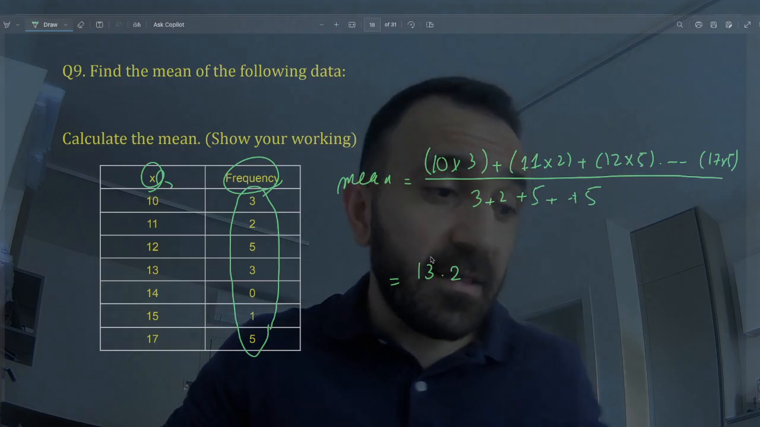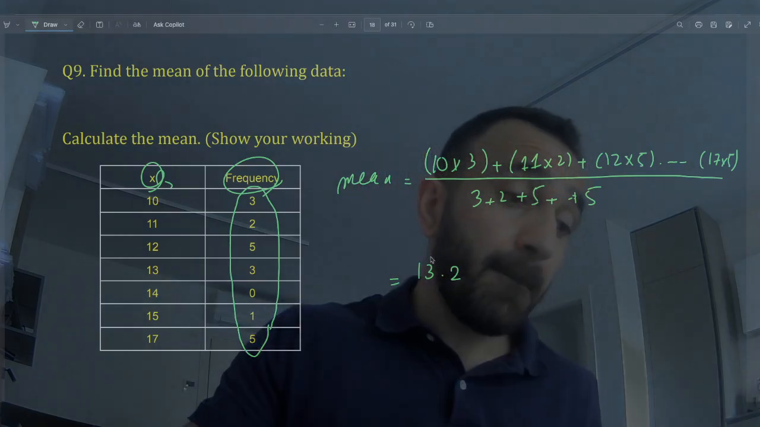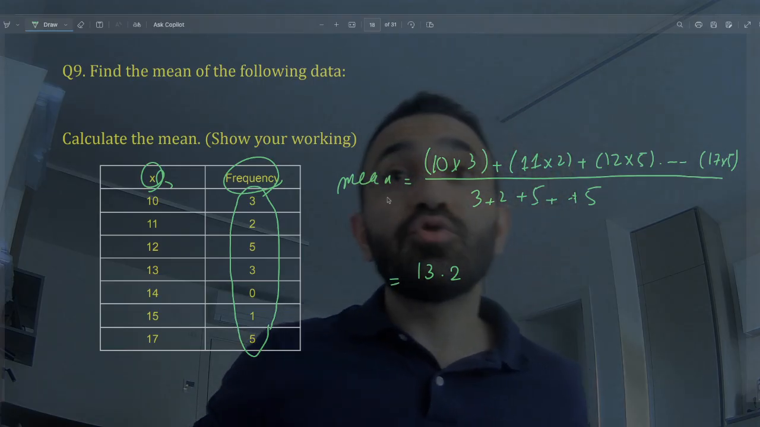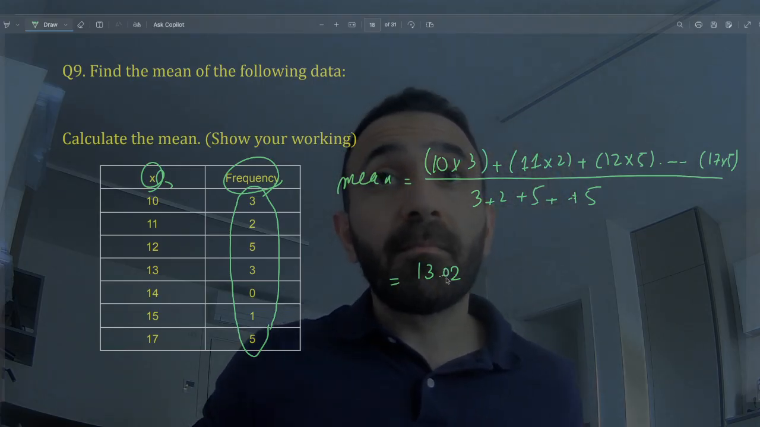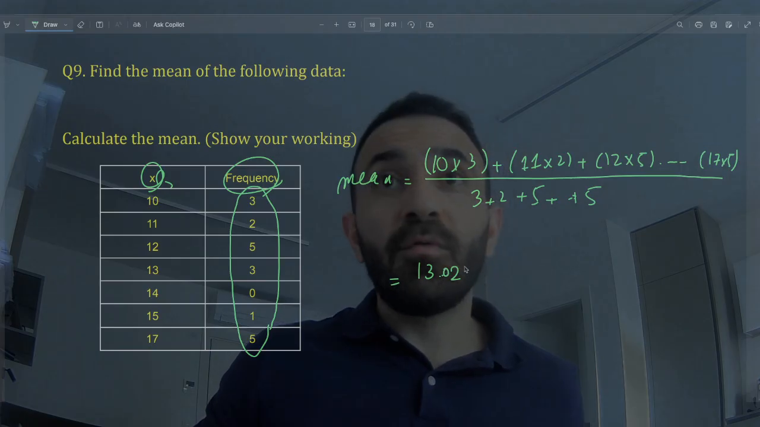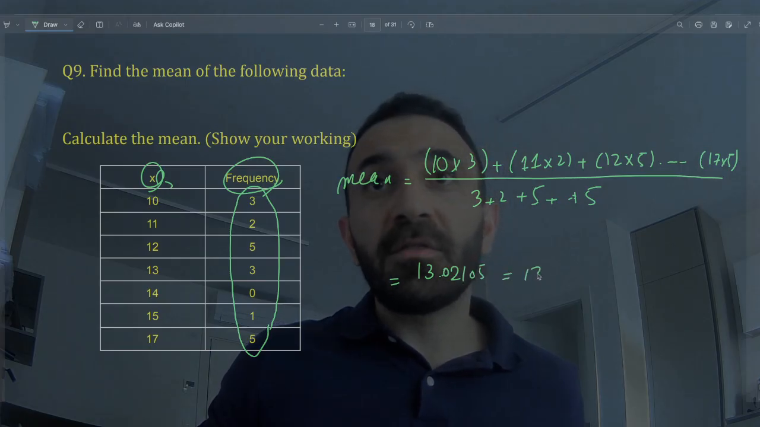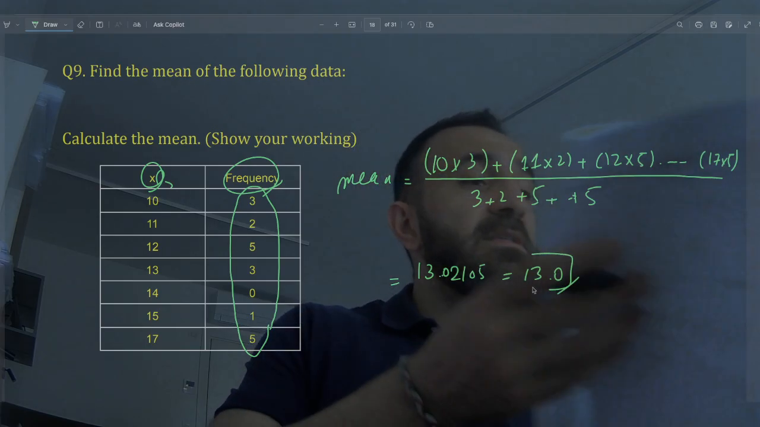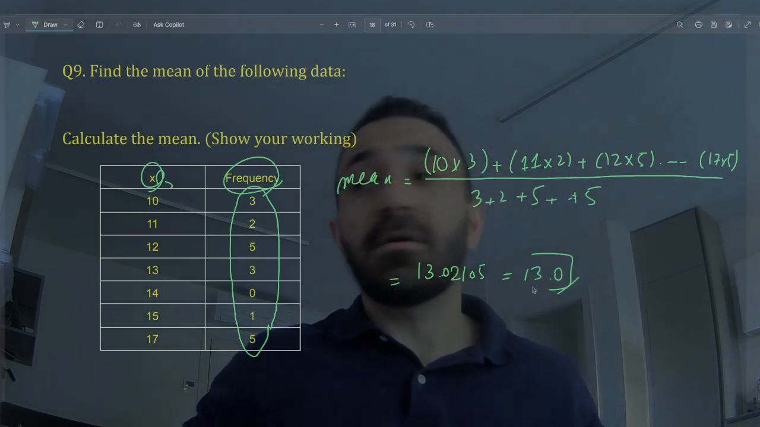It's 13.02. Okay, 13.02105, or 13. If you want to round it to 3 significant figures, 13.0. That's it. This is the final answer.